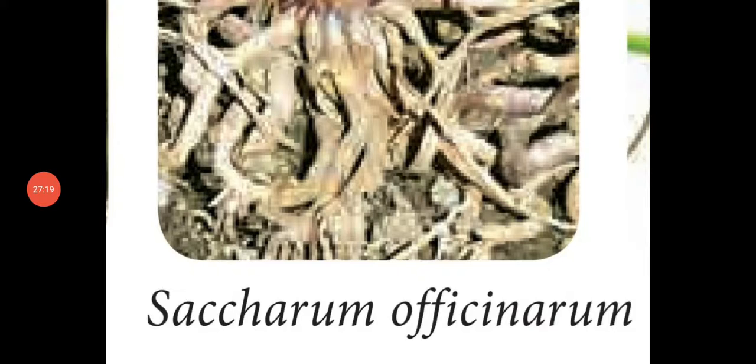Dear students, this is Saccharum officinarum, that means sugar cane. We all know that one. See at the nodal region, a cluster of roots which are produced obliquely around the nodal region in the form of brace. So these roots are known as stilt root or brace root. Example, sugar cane.